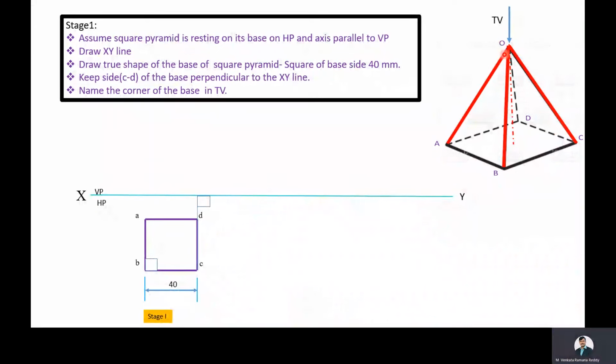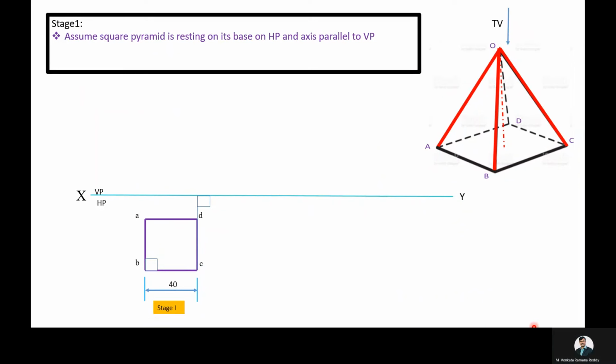After that, in top view, we are able to see slant lines, say OA, OB, OC, OD, in addition to the base of a square pyramid. So draw images of the slant lines in the top view. For that, locate the center of the base.